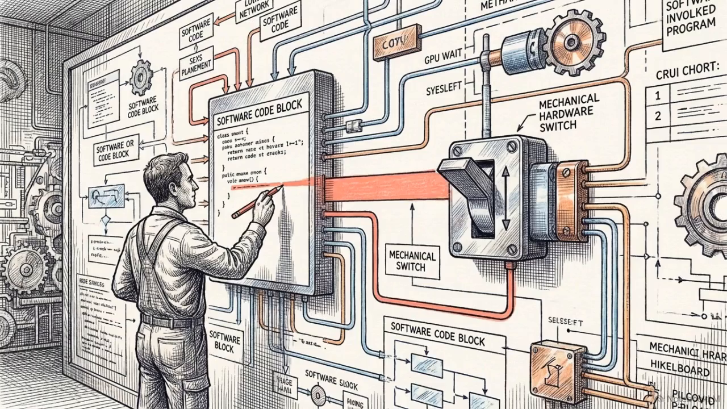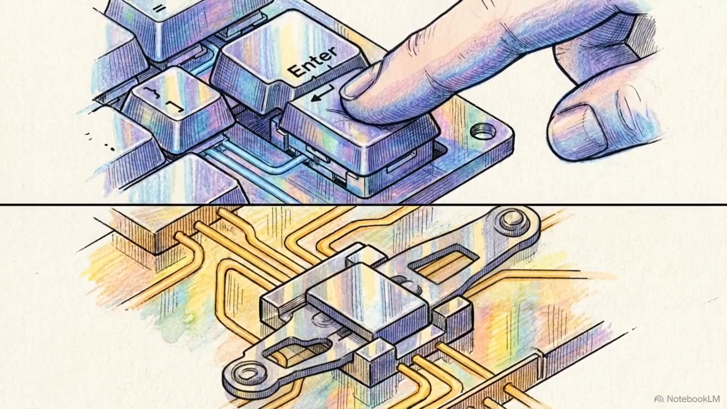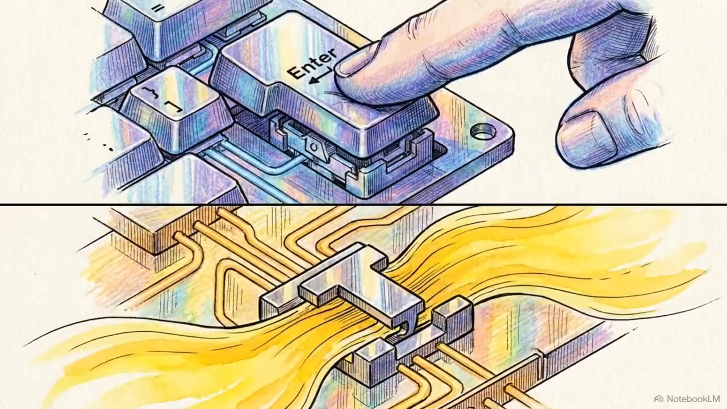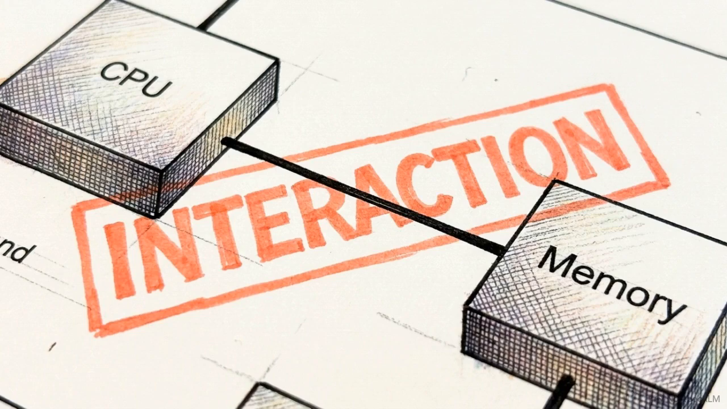True mastery of computer science requires tracing this unbroken line. To understand a system, you have to know exactly how an abstract software command physically manipulates those hardware switches. Before we can build specific logic circuits to execute that code, we have to establish a top-level organizational blueprint. We need a map of how the processor interacts with memory.